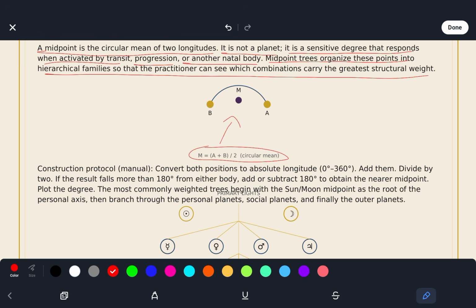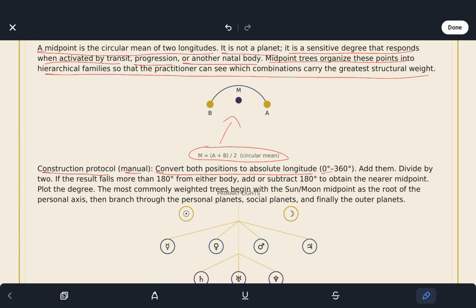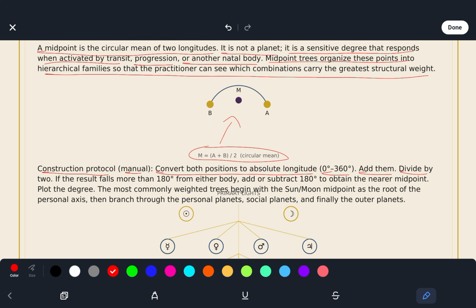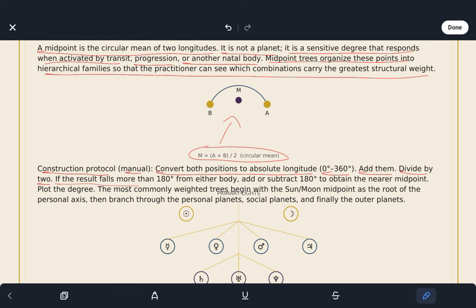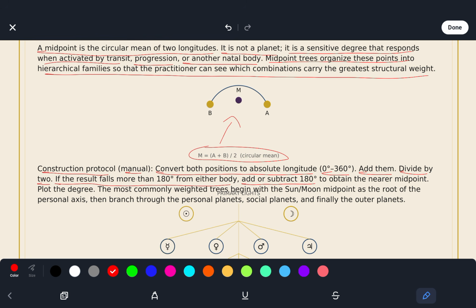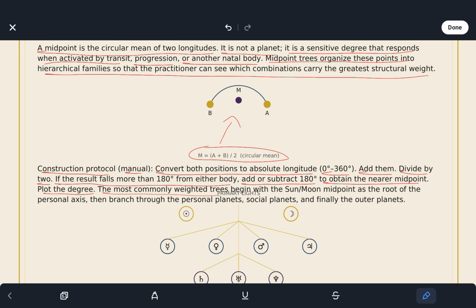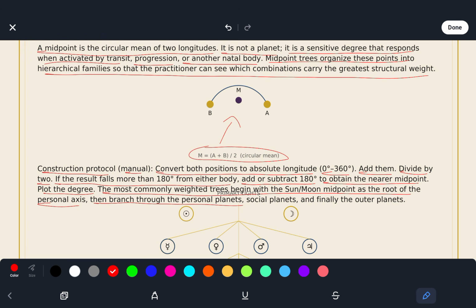Circular mean, construction protocol, manual. Convert both positions to absolute longitude, 0 degrees to 360 degrees. Add them. Divide by 2. If the result falls more than 180 degrees from either body, add or subtract 180 degrees to obtain the nearer midpoint. Plot the degree. The most commonly weighted trees begin with the Sun-Moon midpoint as the root of the personal axes, then branch to the personal planets, social planets, and finally the outer planets.